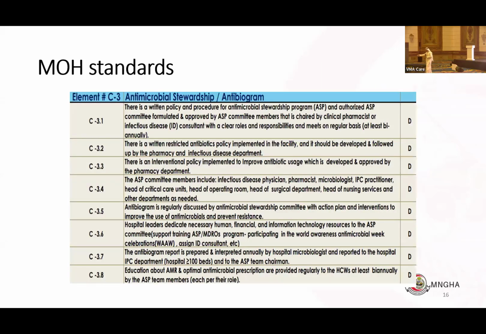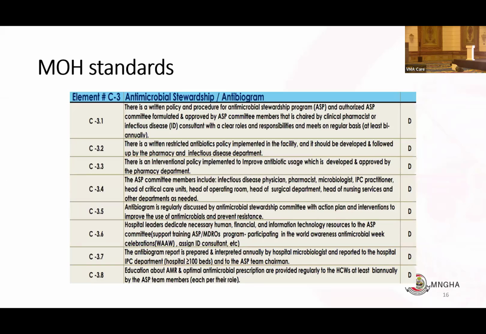This is number one. Number two, when the director in my hospital doesn't know what ASP means, what do you do? This is a standard. This is a citation. When there is a citation from JCI or CBAHI, there is something wrong, so they will give you full support.